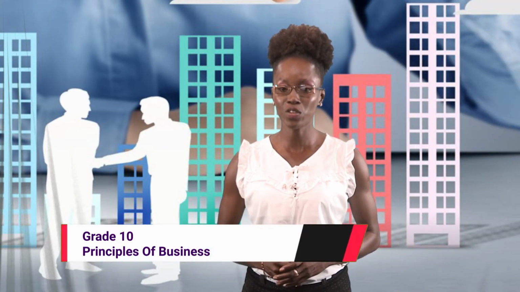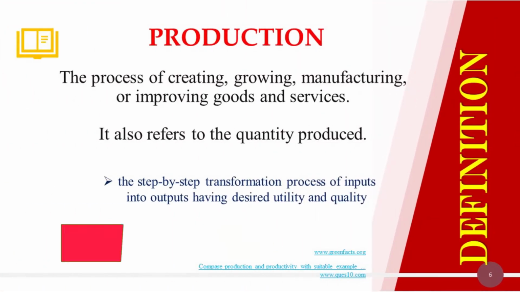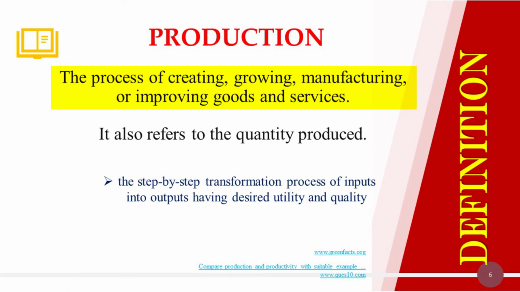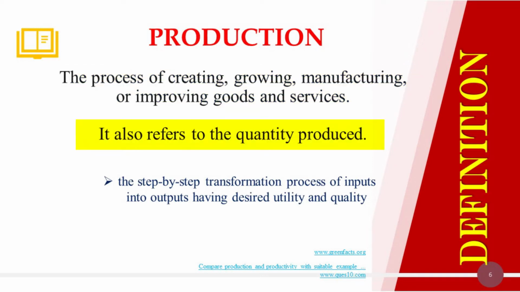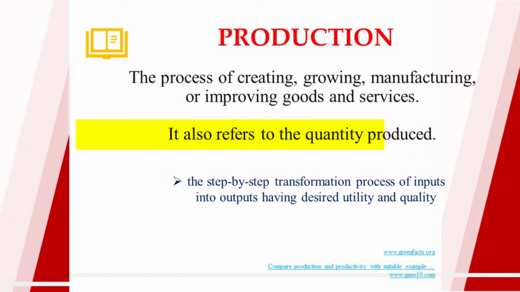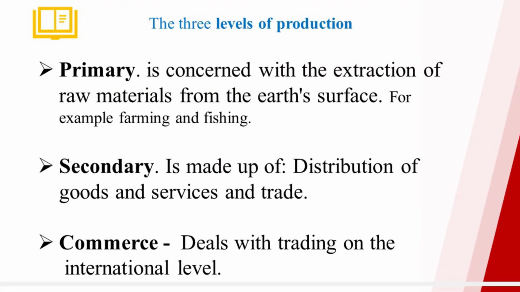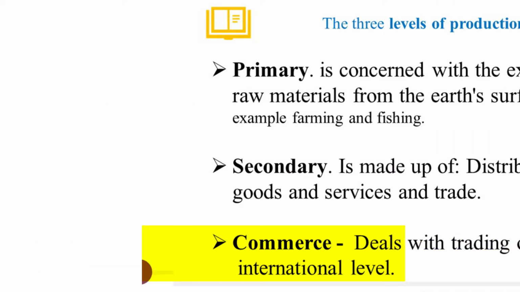Let us now turn our attention to what is production. Production is defined as the process of creating, growing, manufacturing, or improving goods and services. It also refers to quantity produced. The levels of production are primary, secondary, and commerce. Primary is concerned with the extraction of raw materials, for example, farming and fishing. Secondary, however, is the distribution of goods and services for trade, and commerce deals with trading on an international level.